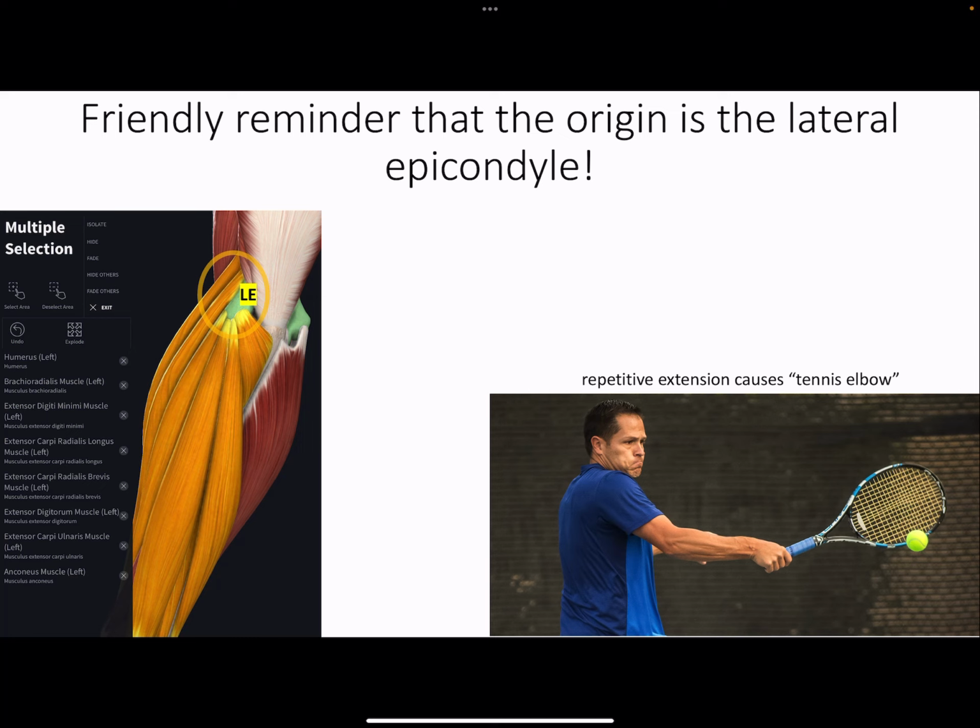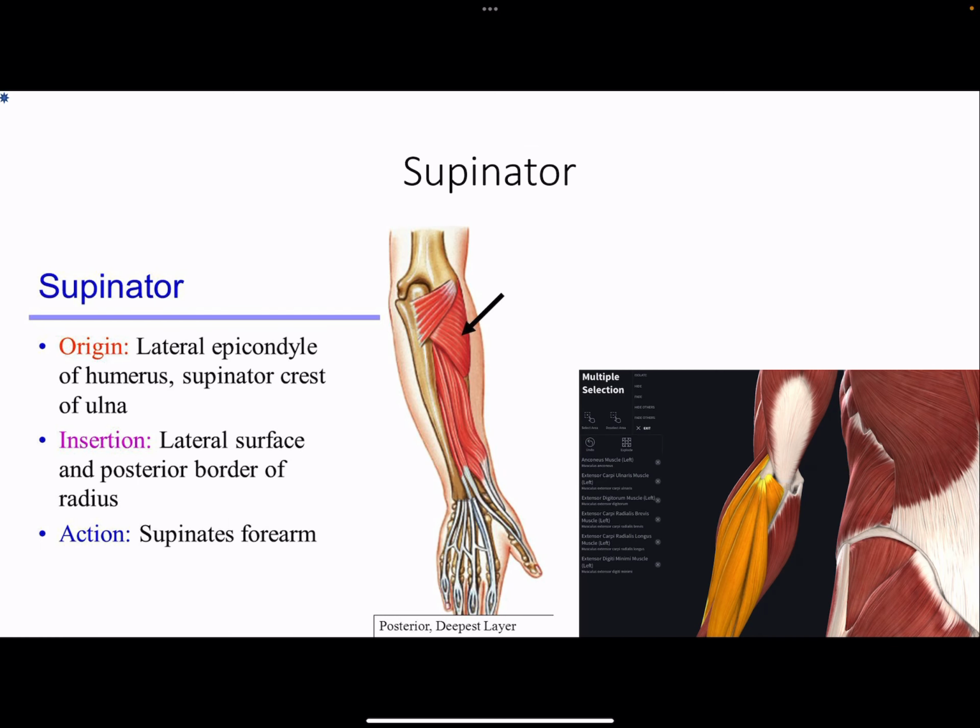So remember that all of these are on the lateral epicondyle. That's where their origin is. And you can guess where all the insertions are based off of, are they called ulnaris, are they called radialis, are they called digitorum, etc. If you think about the movement of a backhand during tennis, this is using all of the extensors. So if you do too many backhands or too many extensor movements, you get inflammation of the lateral epicondyle, which is called tennis elbow, colloquially.